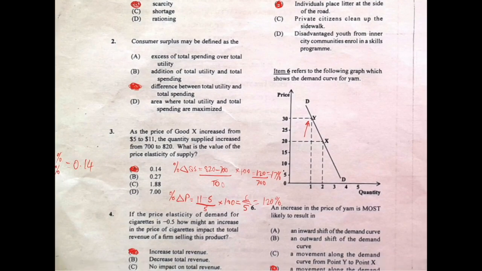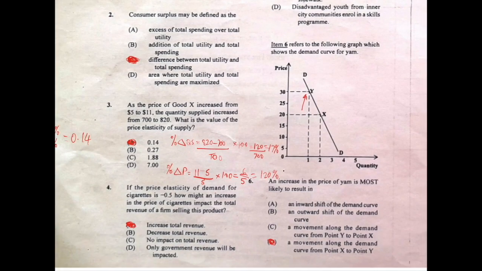Let's move on to 6. 6 is an increase in the price of yam is most likely to. So right here we see that in 6 there's a demand curve. So we're talking about the relationship between price and quantity demanded. So as an increase, we can see the increase in price from 20 to 30, right?